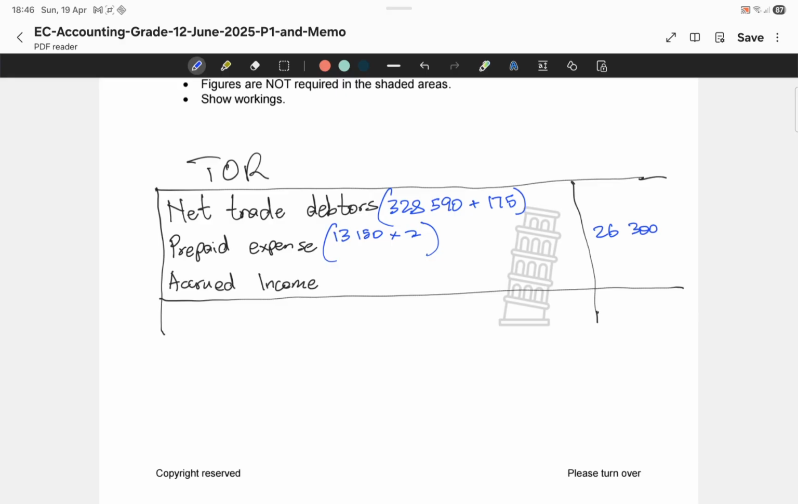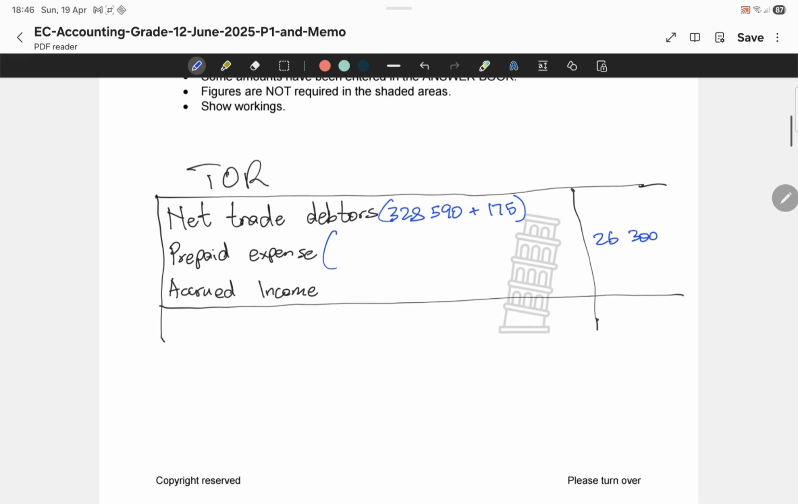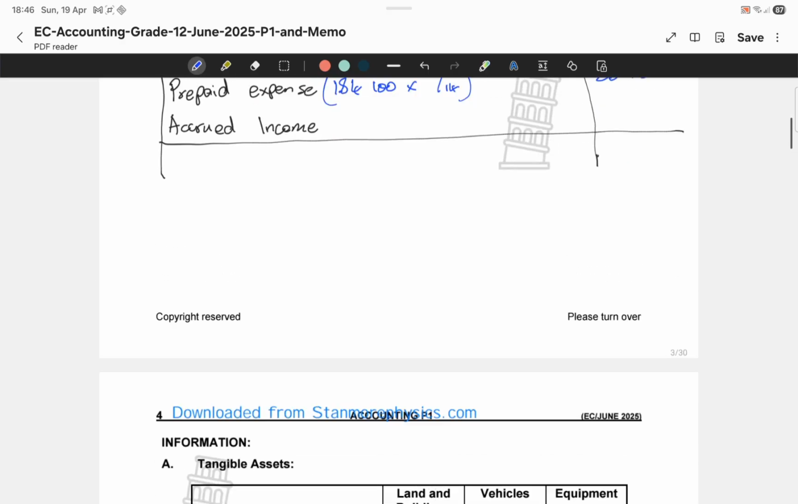So now, if you don't want to do it this way here, you can either say the amount you got from the trial balance, which is 184,100, multiplied by 2 over 14. Then still you're going to get 26,300. Okay, so now let's proceed to the next one, the accrued income for the rent.